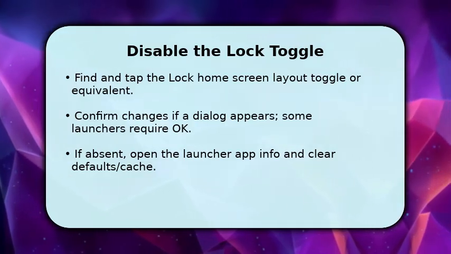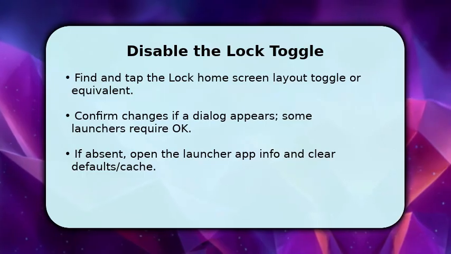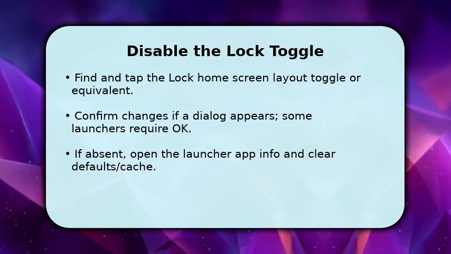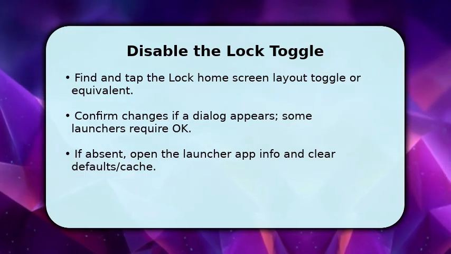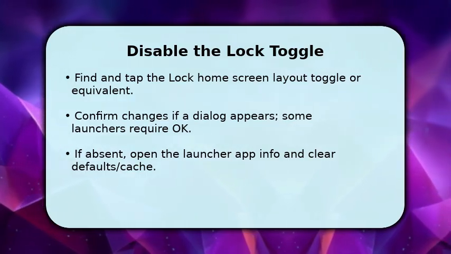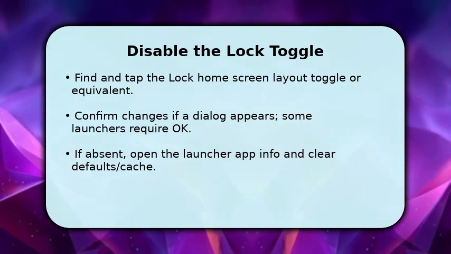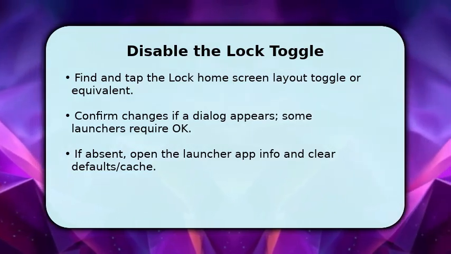If no toggle exists in Home Settings, open the launcher's app info from Settings, clear cache or defaults, and reopen the launcher. That forces the launcher to reevaluate settings and often restores the missing control. Once the toggle is off, try moving an icon to verify freedom.